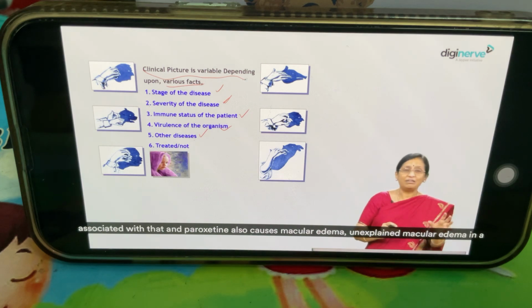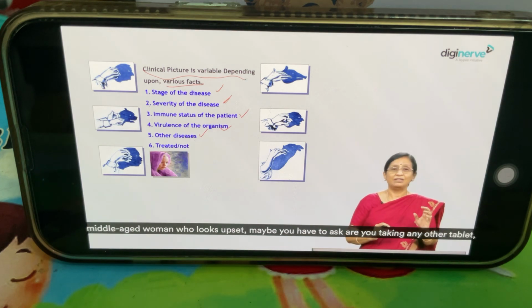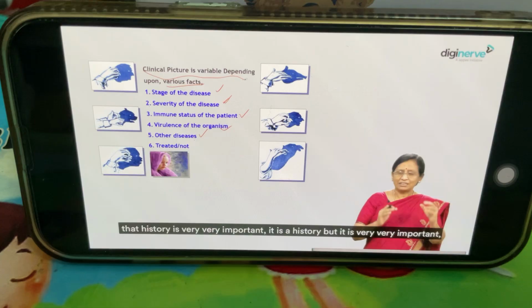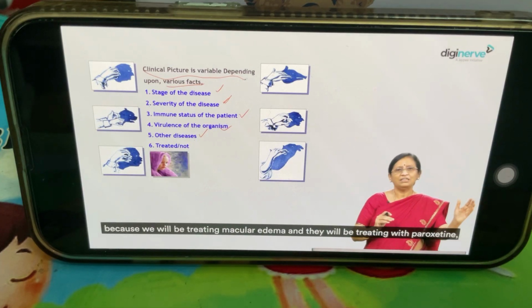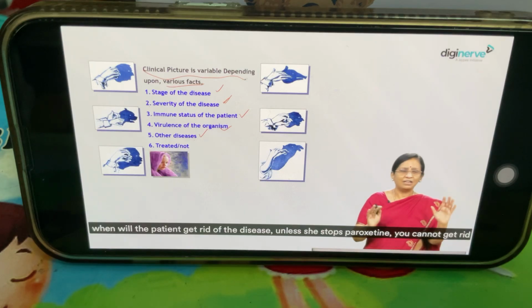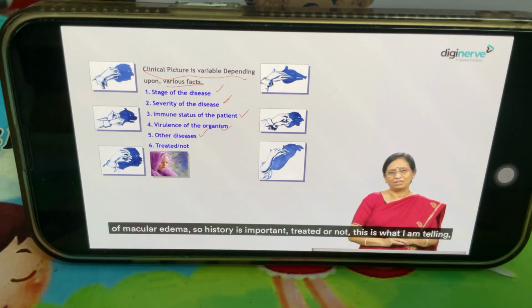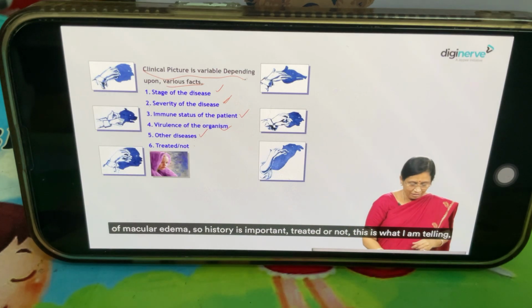Unexplained macular edema in a middle-aged woman who looks upset, maybe you have to ask, are you taking any other tablet? That history is very, very important. Because we will be treating the macular edema and they will be treating with paroxetine. When will the patient get rid of the disease? Unless she stops paroxetine, you cannot get rid of macular edema. So history is important. Treated or not, this is what I am telling.